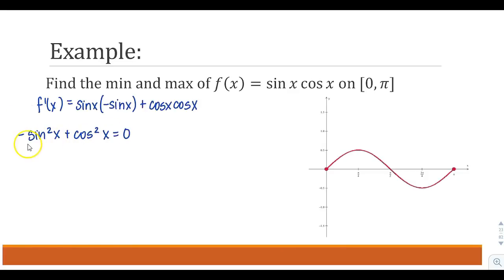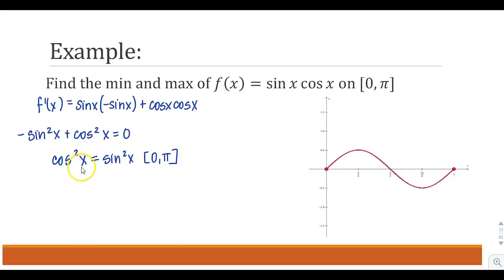So in order to solve this trig equation, there are a few different methods. I'm going to go ahead and add the sine squared x to the other side. So I have, when does cosine squared x equal sine squared x? And remember, this has to occur on 0 to pi. So that means on the top of the unit circle.